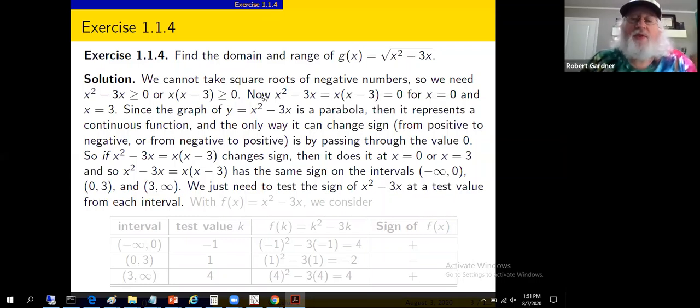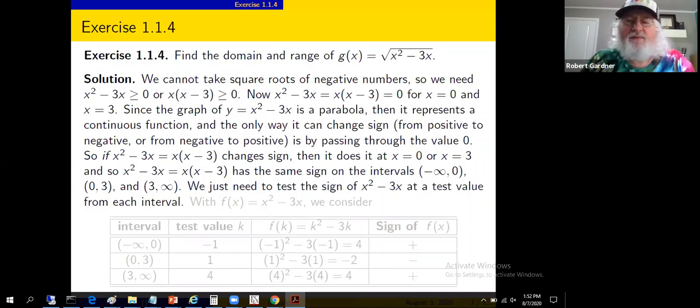Well, now here's a story for this function, x squared minus 3x. Forget the square root stuff briefly. The graph of this, it's a second-degree polynomial. The graph is a parabola. Parabolas are continuous functions, so this represents a continuous function. The only way it can change sign, say from positive to negative or negative to positive, is by passing through the value 0. It's a continuous function. It can't get from positive to negative without going through 0. It can't get from negative to positive without going through 0. Some ideas you have about continuity and parabolas from your past, something we'll do more formally in calculus then.